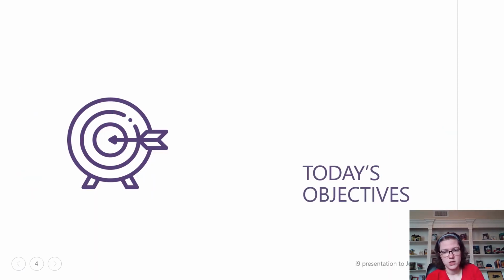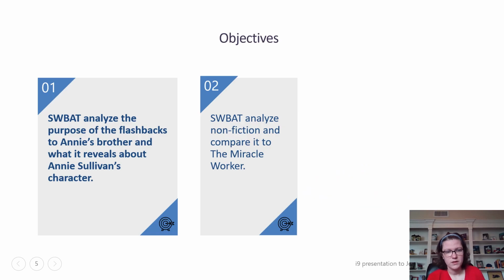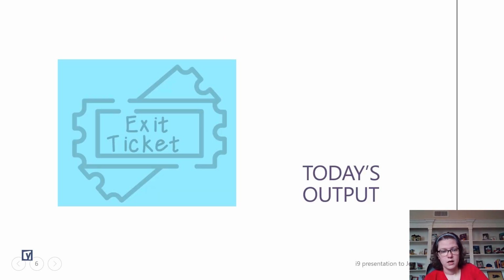So let's look at the objectives for today. Students will be able to analyze the purpose of flashbacks to Annie's brother and what it reveals about Anne Sullivan's character. And then students will be able to analyze nonfiction and compare it to the Miracle Worker. At the end of today, you're going to be doing an exit ticket. And again, like I said, if you pay close attention to the video, it will help you with today's exit ticket.